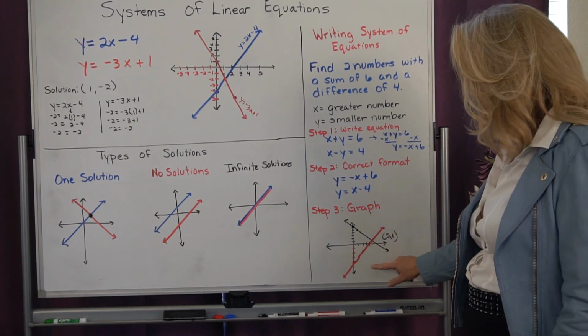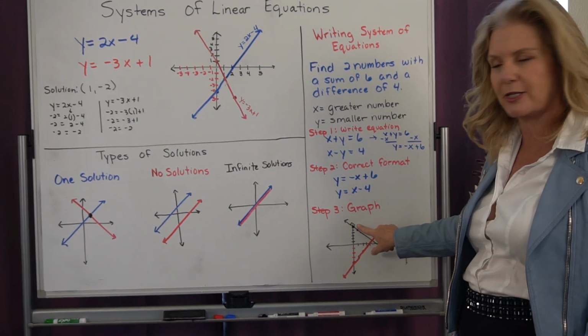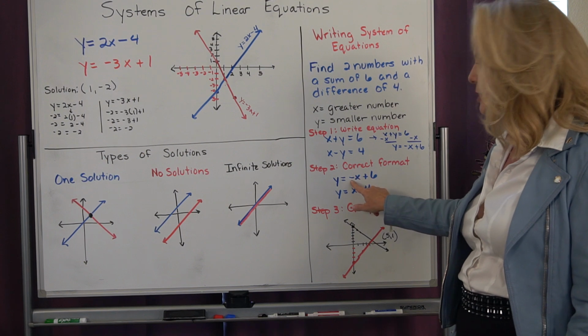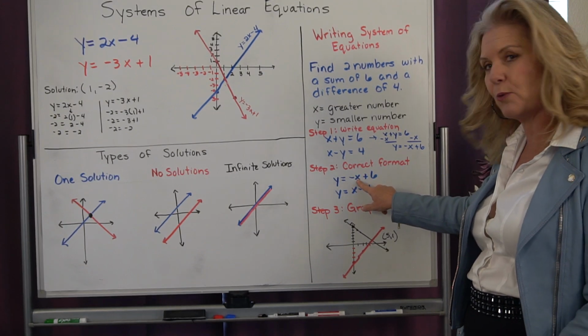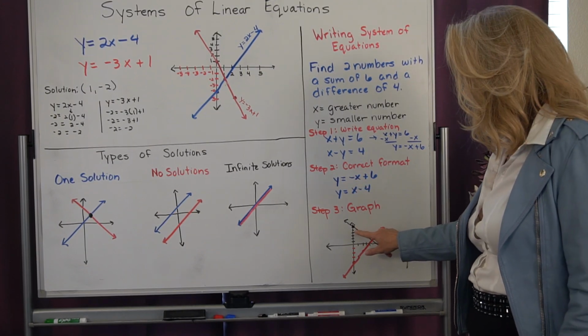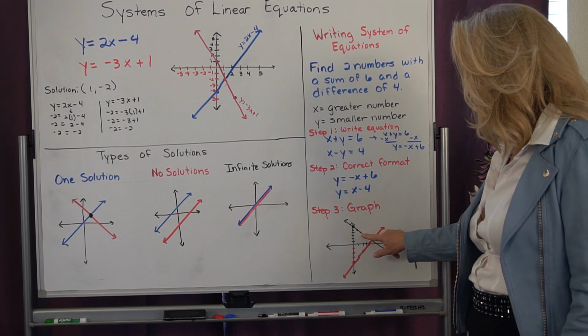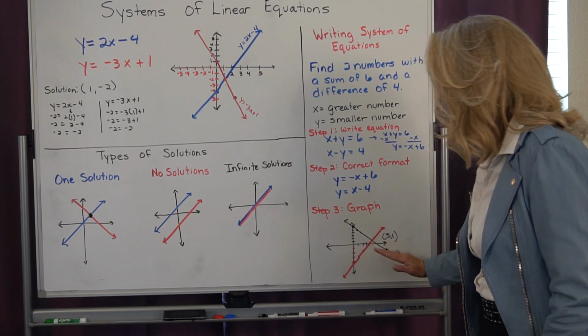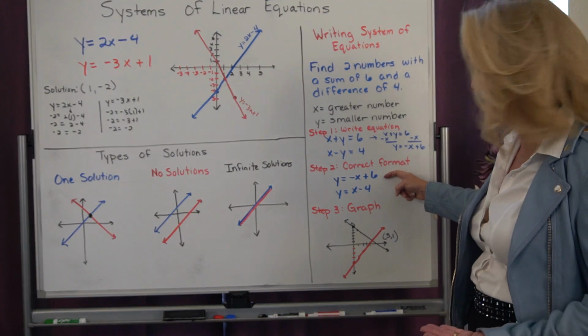Now I can graph, because all I need to do is take a look at this plus 6, and I know that is my y-intercept. I know it's a downward sloping line, and it's going to go down 1 over 1. So I go down 1 over 1, place a dot. Down 1 over 1, place a dot. I create my line. So there's the line for the first equation.